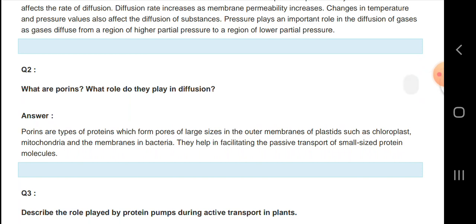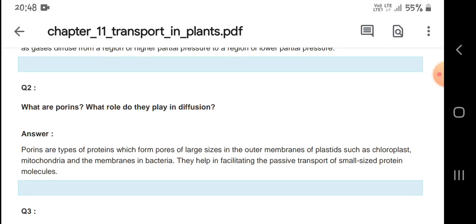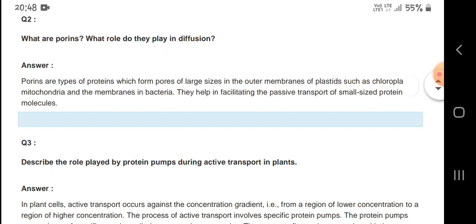Next, what are porins and what is the role they play in diffusion? So porins are the types of proteins that form pores of large size in the outer membrane of the plastids such as chloroplast, mitochondria and the membrane in bacteria. So they help in facilitating the passive transport of small sized molecules.